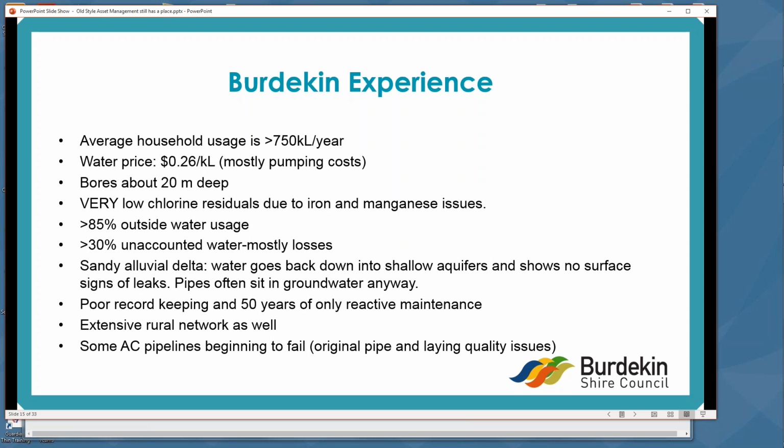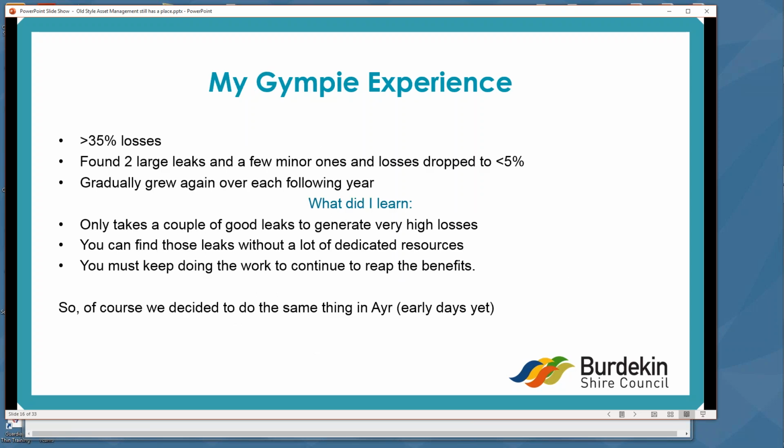Our network is a little worse for wear after 50 years of reactive maintenance only. No real preventative maintenance. Our valves are in a bad way as well. And we have an extensive rural network on the end of our urban network, which creates many problems for us. But mostly AC pipelines, and some of them are beginning to fail because often of the original pipe quality or the way they were laid. So similar to Townsville's experience from the other week, we tend to find that development by development, we fail block by block rather than pipe by pipe.